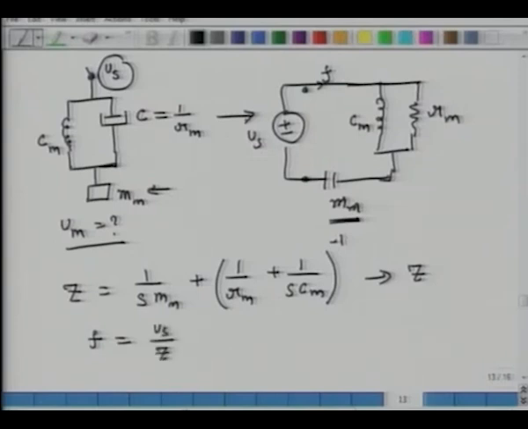So I know the current flowing through the capacitor or the force seen by the mass, and then from here I can evaluate what is the value of velocity. So U m equals 1 over S mm times force. Relatively simpler or a straightforward process.